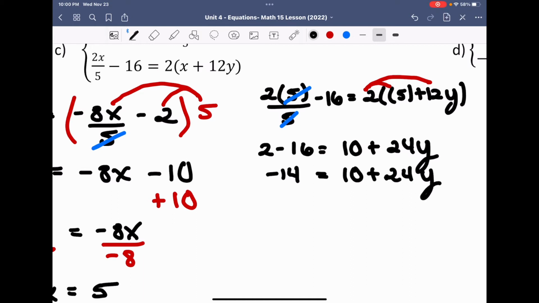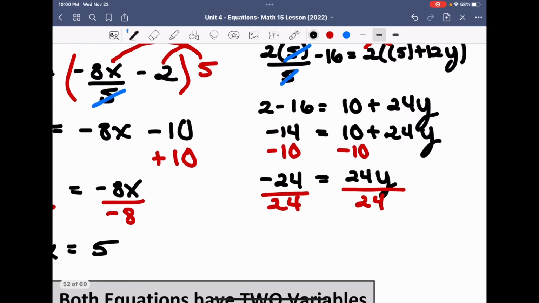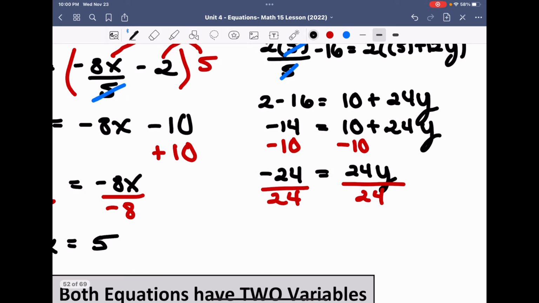And now I'm going to take that 10 and subtract it away. It's being added, so I'm going to subtract it. Negative 24 is equal to positive 24y. And finally, 24 is being multiplied to y, so I'm going to divide it from both sides. And so I get negative 24 divided by a positive 24 gives me my final solution. Y is equal to negative 1.